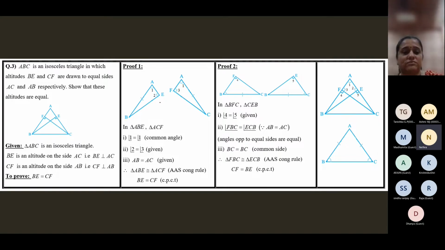ABC is an isosceles triangle and DE is perpendicular to AC. And CF is perpendicular to AB. We need to prove that BE is equal to CF. Okay.